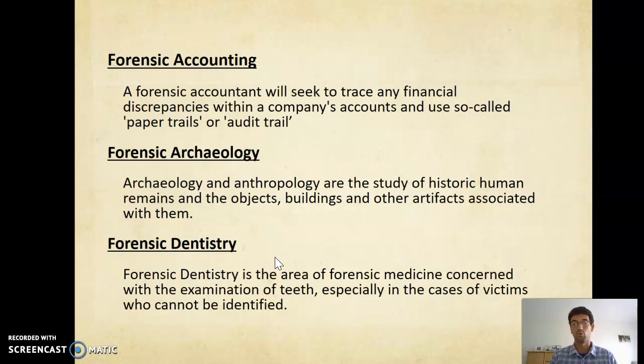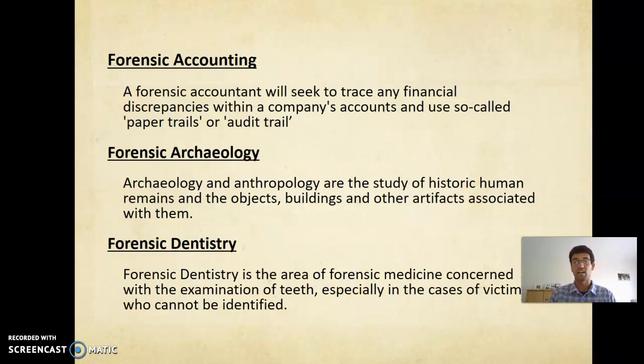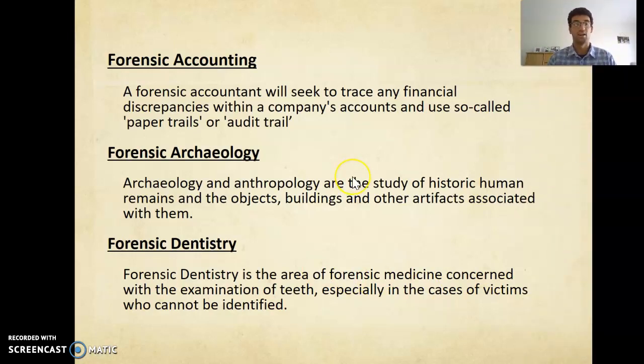So this would be like dealing with bones and stuff if they were left at a crime scene. Forensic dentistry, this is actually how they caught Ted Bundy, and they were able to convict him. You should look that up. Very interesting. It's the area of forensic medicine concerned with the examination of teeth, especially in the cases of victims who cannot be identified. In this case, they identified the one who was murdering people.